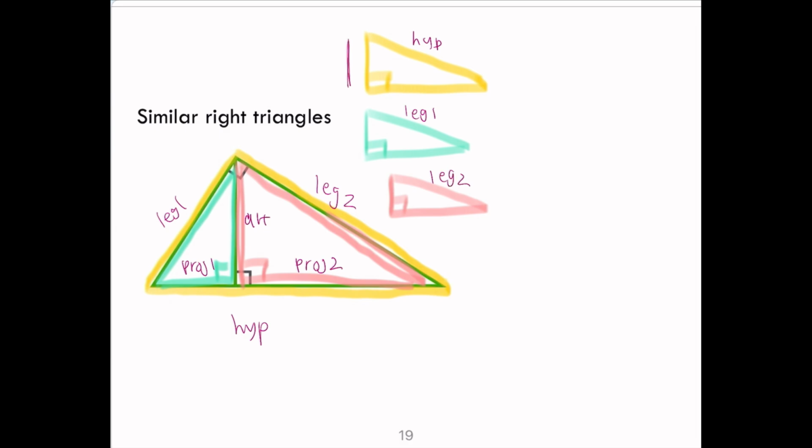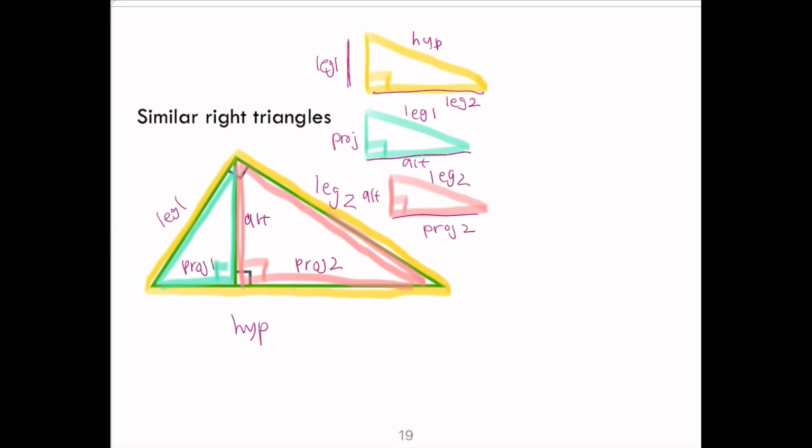For this side right here, it is leg 1. But for the blue triangle, it is projection 1. And for the pink triangle it is the altitude. And for this side right here, this is leg 2, and for the blue triangle, this side is the altitude. And for the third triangle, this side is projection 2.